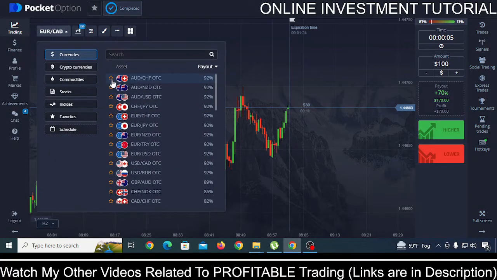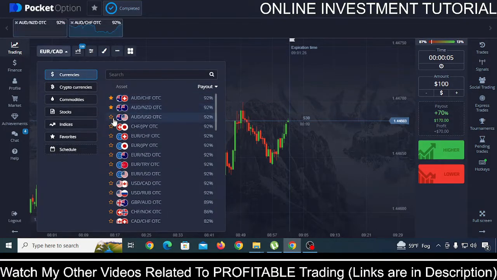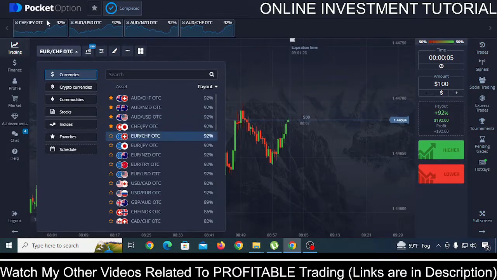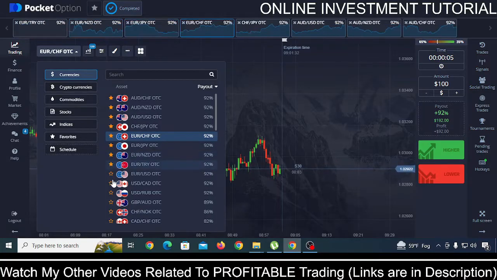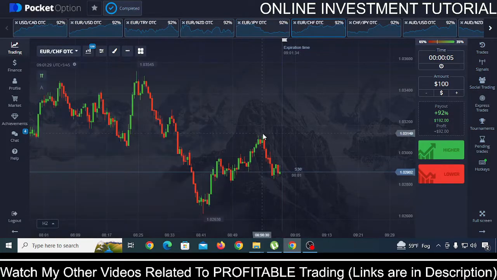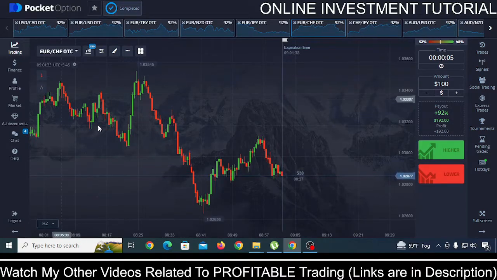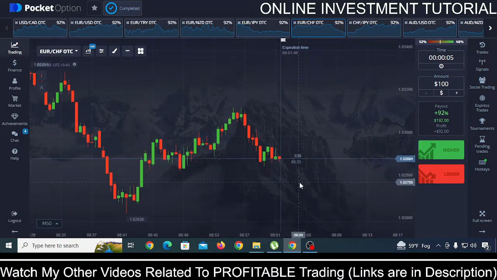Okay, and then make lots of these assets favorite so that they appear here. In this way. Okay, so once you have done this much, make sure the time frame is 5 seconds. Okay, now the strategy is extremely simple.